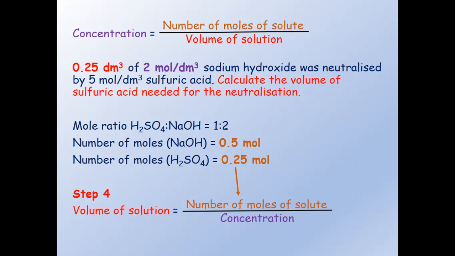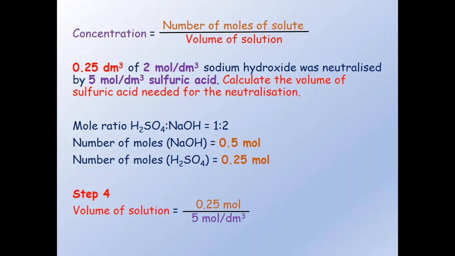The concentration for sulfuric acid is given in the question. It's 5 mol/dm³. So now we just have to plug those numbers into our equation at the bottom. So we get 0.25 mole divided by 5 mol/dm³. And this gives us a volume of 0.05 dm³.